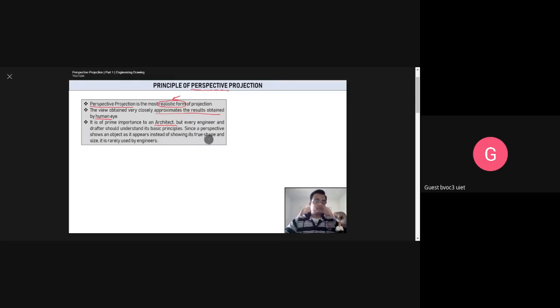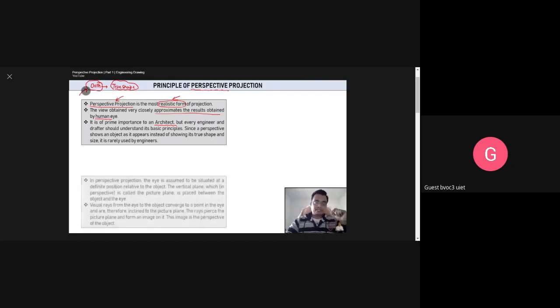Instead of showing true shape and size, it is rarely used by engineers, and engineers basically follow orthographic projection. Why? Because the true shape and size of the object can be observed. That's why we are basically interested in orthographic projection. As an architect, they use perspective projection, and as an engineer, we actually go for orthographic projection. But it is very important to learn both kinds of projection system. One, perspective projection, is very realistic, while the other, orthographic projection, shows you any object in its true shape and size.